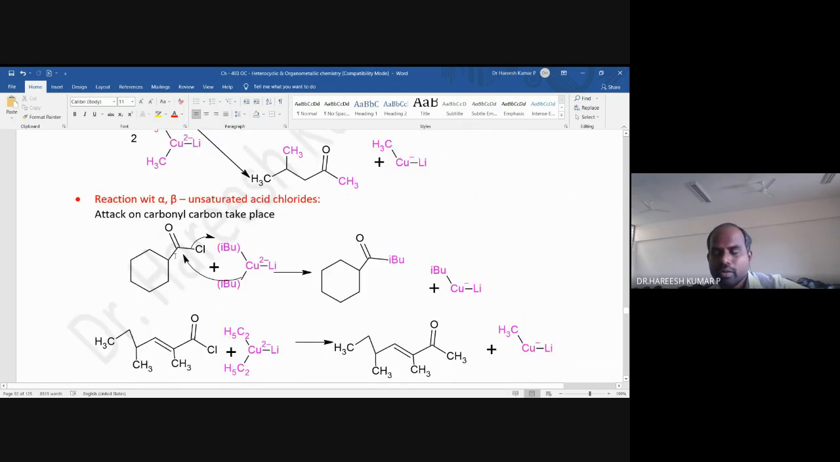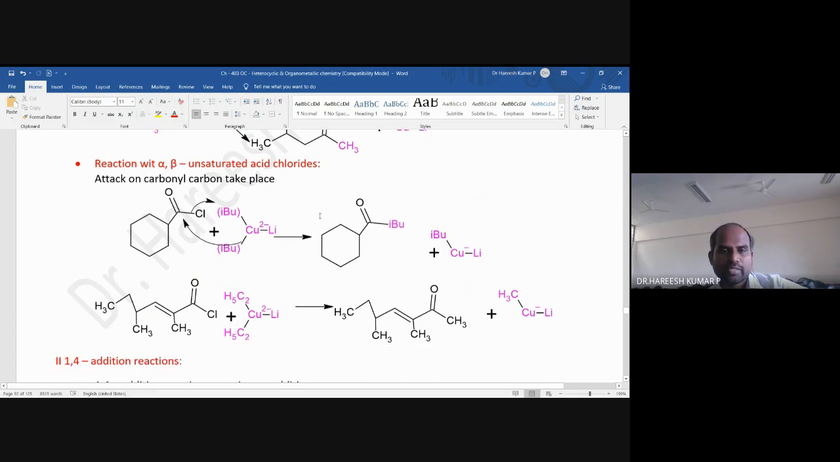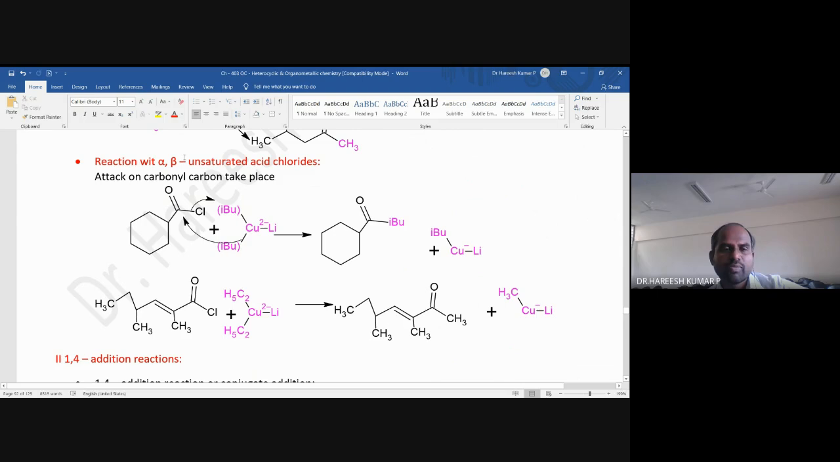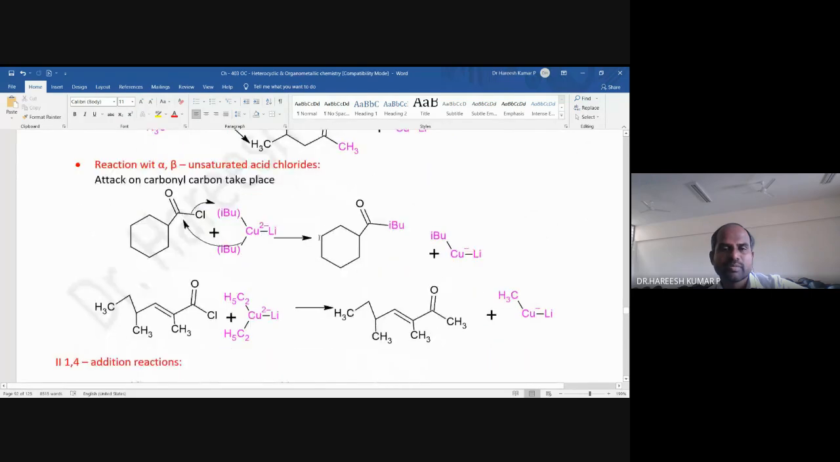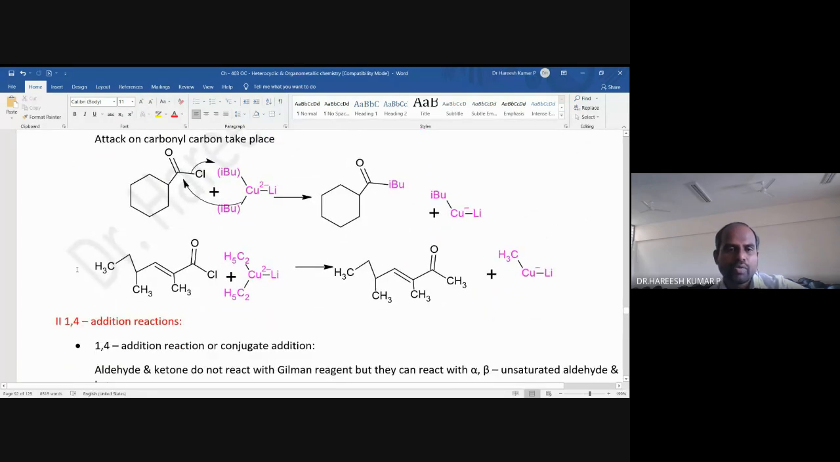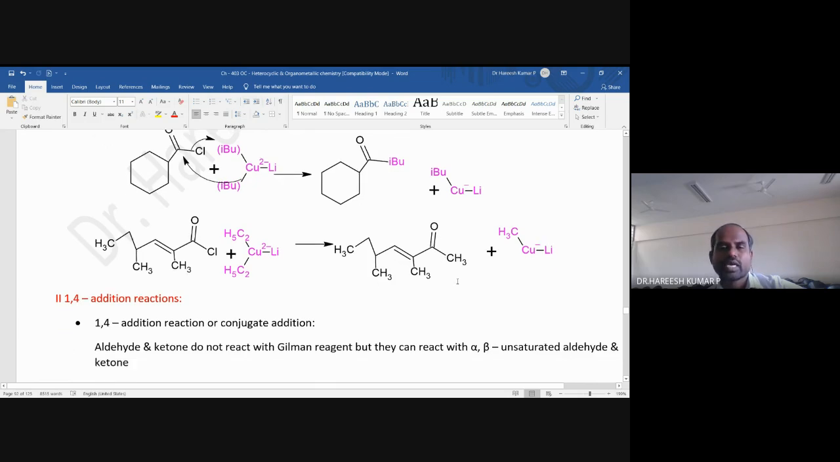And then reaction with alpha beta unsaturated acid chlorides. Of course, this is not an alpha beta unsaturated chloride, so this example is the alpha beta unsaturated one. I think this structure is repeated, isn't it? Here also it is there. The structure is repeated. And what is this? This is an alpha beta unsaturated acid chloride. So that means this chlorine can be replaced with the methyl group of the copper attached one. So the product is a methyl ketone. Alpha beta unsaturated ketones are obtained.